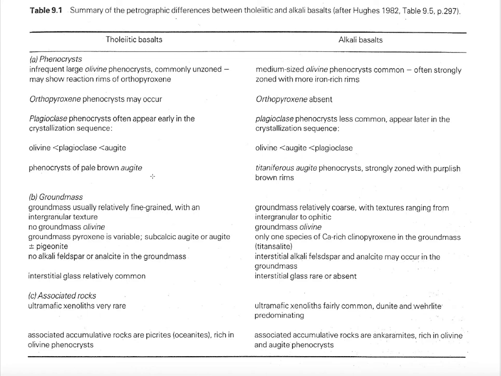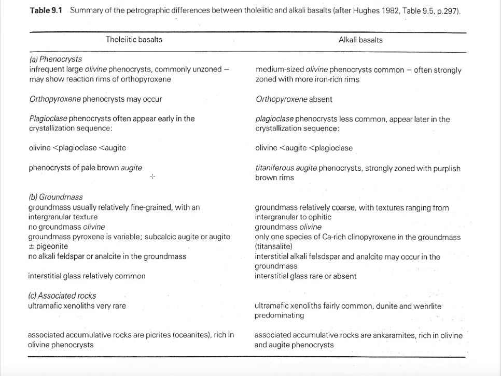No groundmass olivine. Groundmass pyroxene is available, subcalcic augite or augite plus or minus pigeonite. No alkali feldspar or analcite in the groundmass. Then we look at the groundmass in the alkali basalts. The groundmass is relatively coarse-grained because it cools down much slower, and over a much wider temperature range, ranging from intergranular to ophitic.